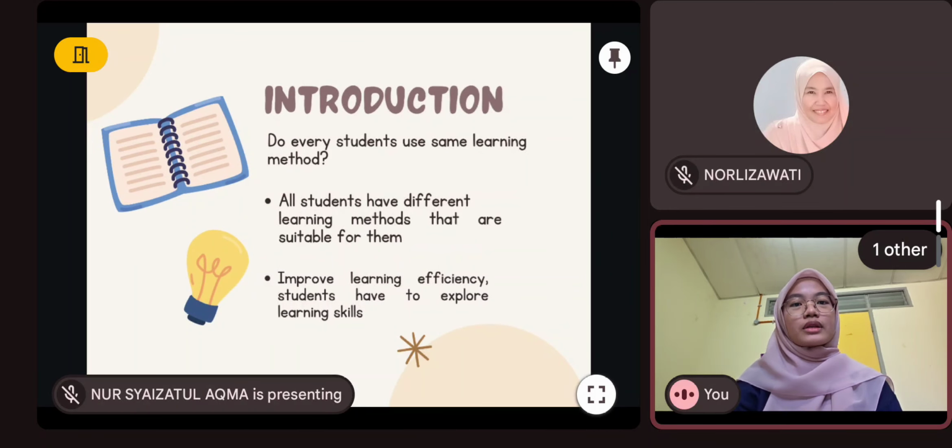For the introduction, do every student use same learning method? The answer is no. All students have different learning methods that are suitable for them to memorize and understanding. So, to improve learning efficiency, students have to explore their own learning skills.